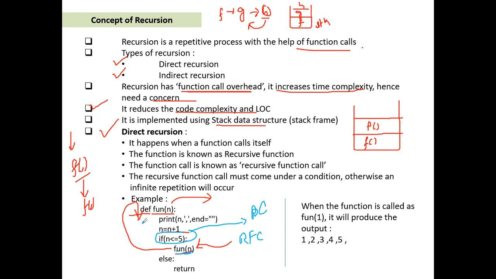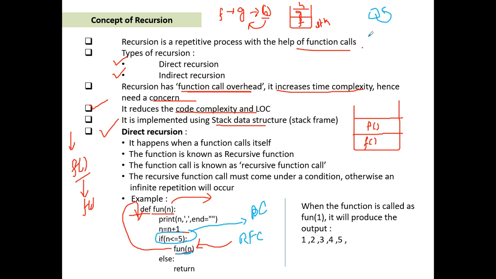That means we are calling the same function again. If this condition is not true, then we are returning. See here, if there is a function and you are calling that function without any checking, then what will happen? It will call itself infinitely.